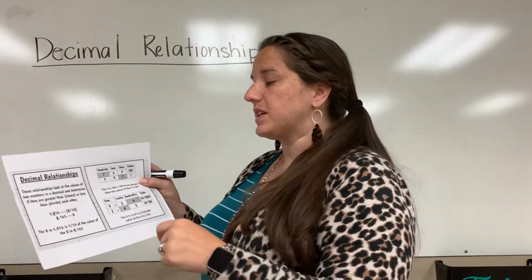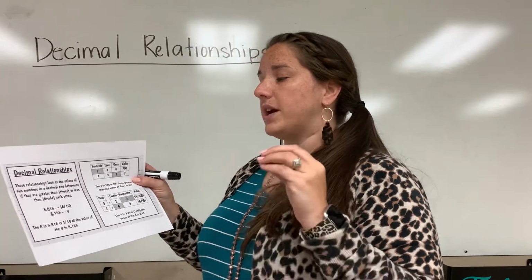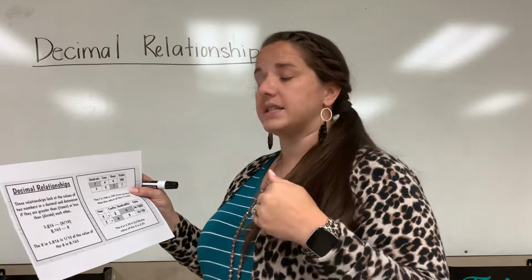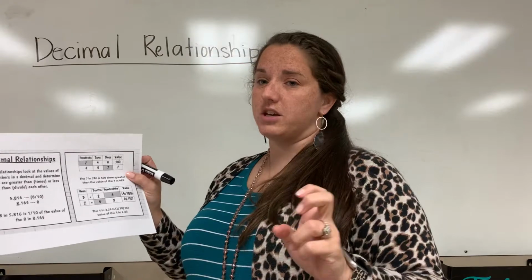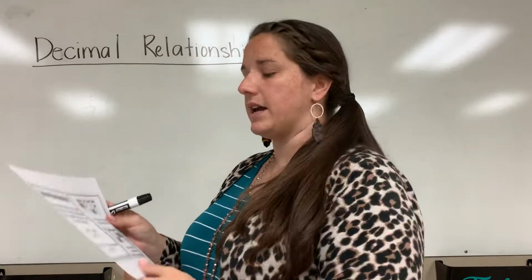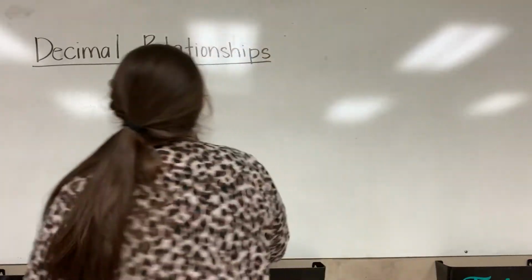These relationships look at the values of the two numbers in a decimal and determine if they are greater than or less than each other. Okay, and I've also put it right here in a decimal place value chart so you can actually see it. Okay, so here we go.